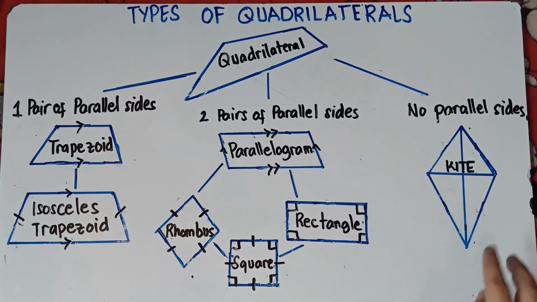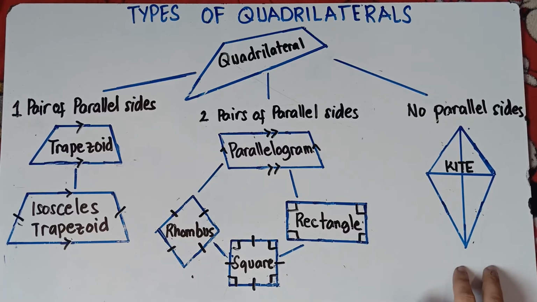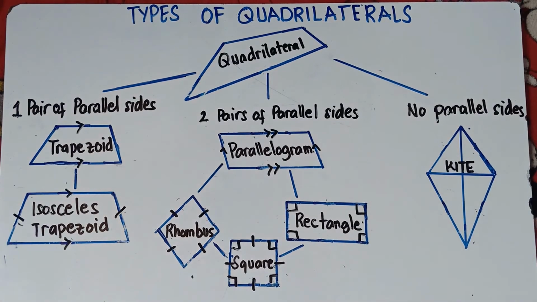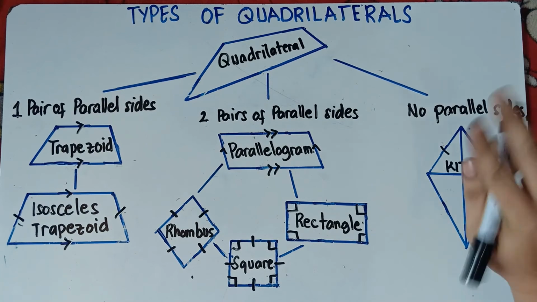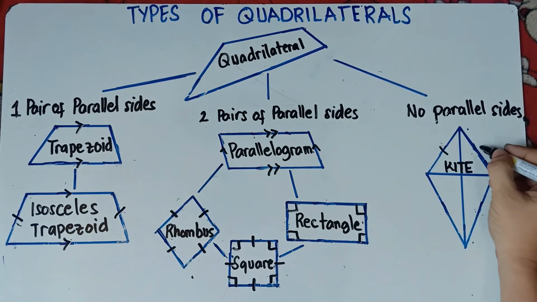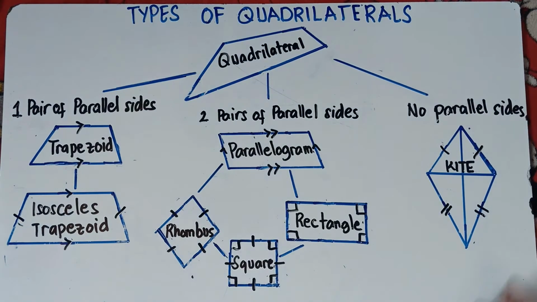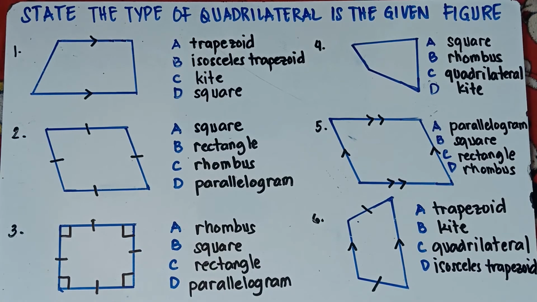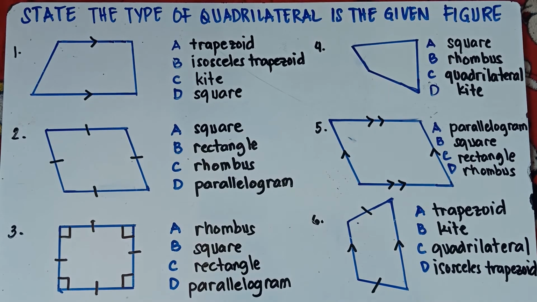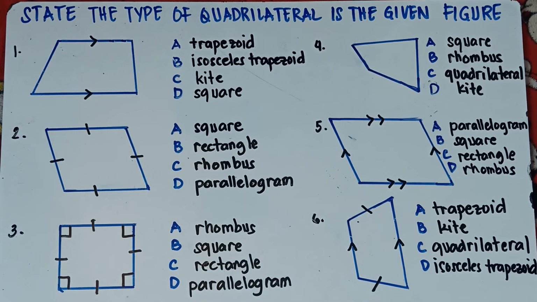Now, for no parallel sides, we have the kite. For the kite, class, no parallel sides, but we have two pairs of congruent sides. This side is congruent to this side, and this side is congruent to this side. Alright, so let's answer now the following questions, class. You need to state the type of quadrilateral of the given figure. So, let's start with number one.